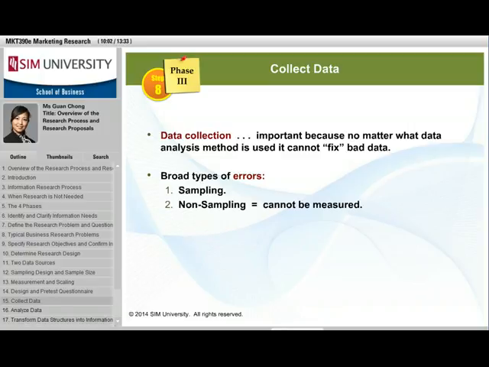Observation methods could be natural or contrived, disguised or undisguised, structured or unstructured, direct or indirect, and human, electronic, or mechanical. There are two broad types of errors, sampling error and non-sampling error, under which non-sampling error cannot be measured.